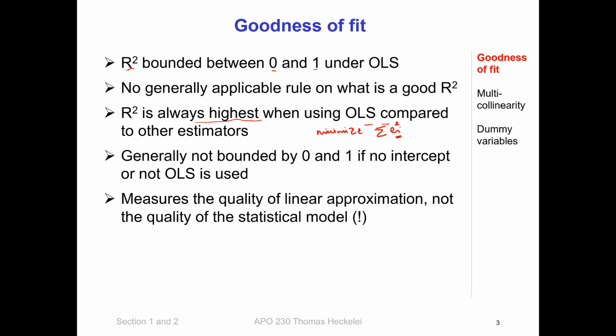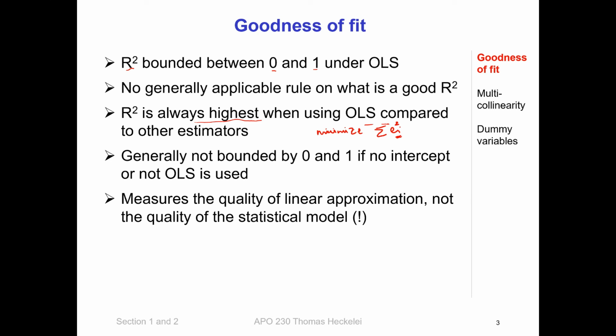The general thing about it being between 0 and 1 does not hold if you have a model with no intercept, estimated not by OLS. For example, if you have a model with no intercept, R-square can easily go below 0.